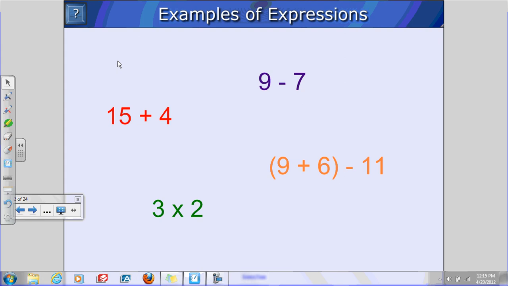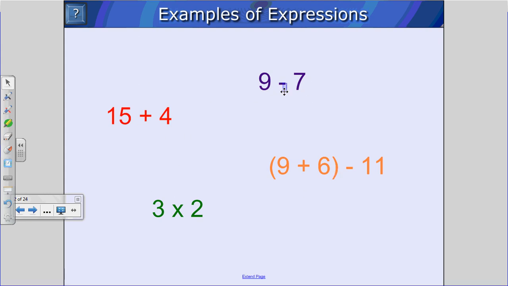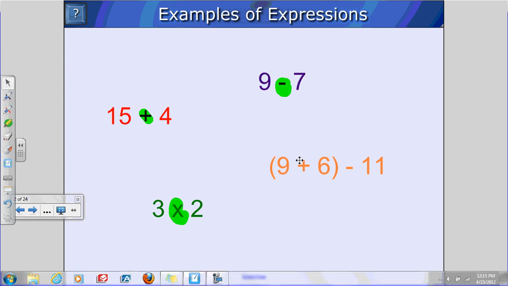Some differences are that there are different numbers on each. There are also different operations. We've got subtraction, addition, and multiplication. And we also have three different numbers within one, and there are some parentheses, which means you do the operation within the parentheses first, and then do the operation afterwards. So here are some examples of expressions.